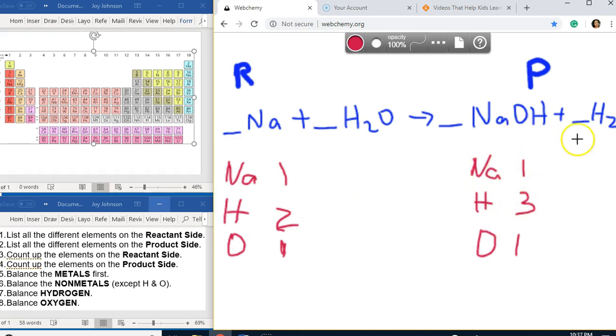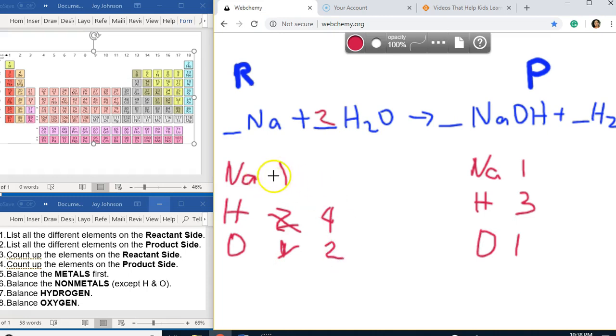Since right here we have 3 hydrogens, we're going to change this H2O. We're going to change that into 2. So let's try to put 2 right here. This is your coefficient, and it is multiplied to each one of these atoms. So you have 2 times 2 is 4. Now your hydrogen becomes 4. And then 2 times 1, your oxygen becomes, instead of 1, now 2.